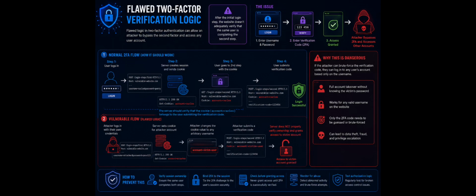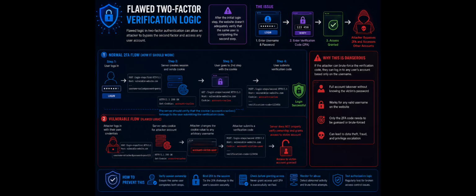GET /login-steps/second HTTP/1.1, Cookie: account=carlos. When submitting the verification code, the request uses this cookie to determine which account the user is trying to access. POST /login-steps/second HTTP/1.1, Host: vulnerable-website.com, Cookie: account=carlos, verification-code=123456.